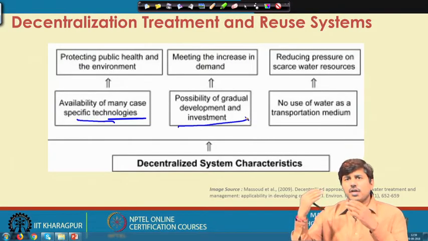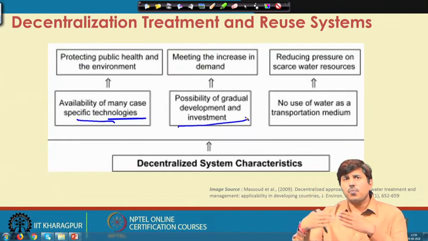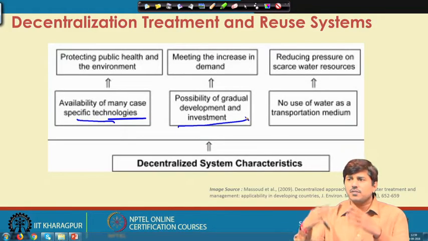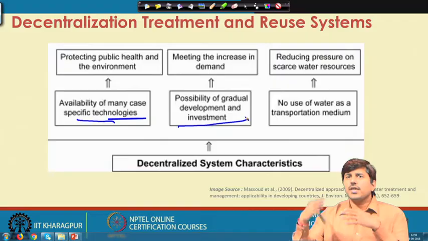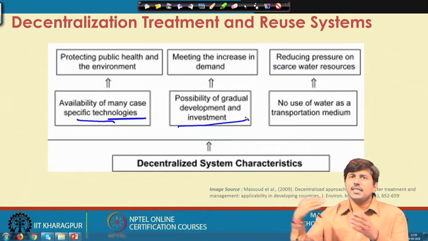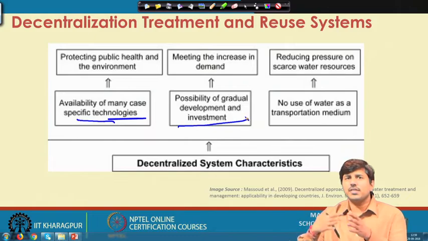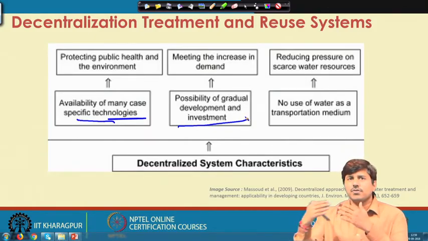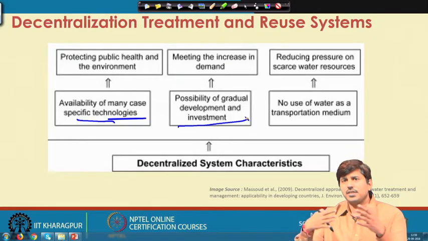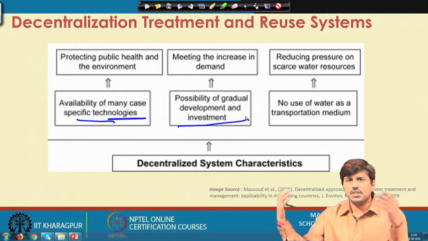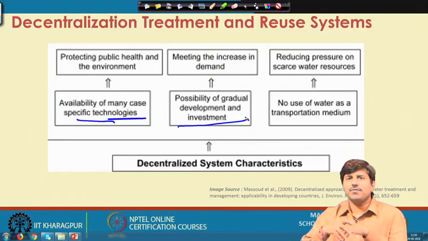So, there is not enough scope of going for gradual development, whereas in a decentralized system, because these are smaller units, you can take phase-wise areas and go on building up. So, you can control your investment in a phase-wise manner, or you can gradually develop decentralized systems which spread over a wide area of the city.